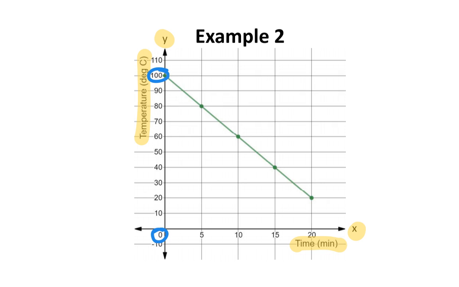You'll notice that there's a decrease of 20 degrees for every 5 minutes. This pattern repeats itself again and again. Many of you would say that the rate of change is a decrease of 20 degrees for every 5 minutes. However, this wouldn't be the most accurate statement.